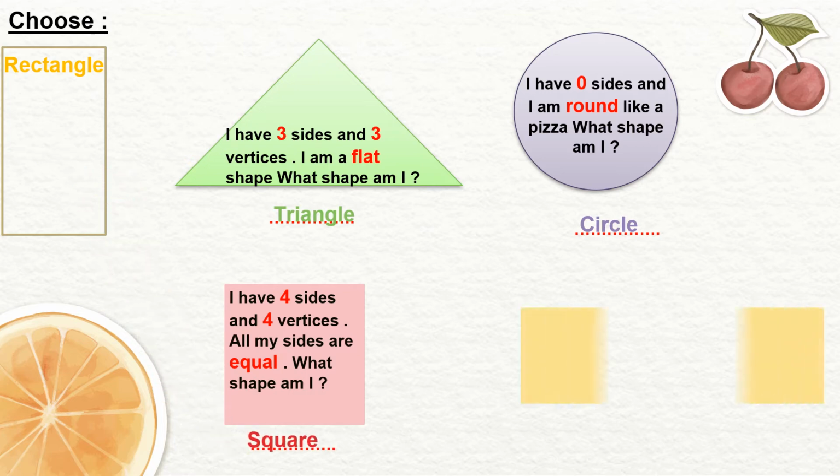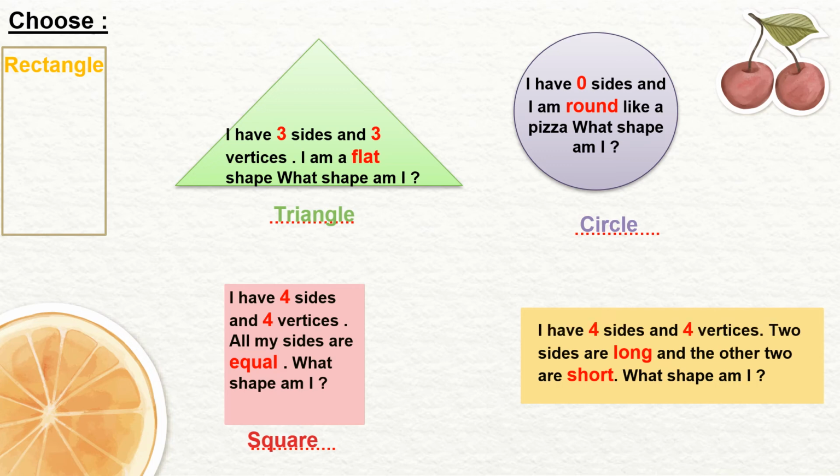The last one. I have 4 sides and 4 vertices. 2 sides are long and the other 2 are short. What shape am I? 4 sides, 4 vertices, 2 long and 2 short. So it should be rectangle.